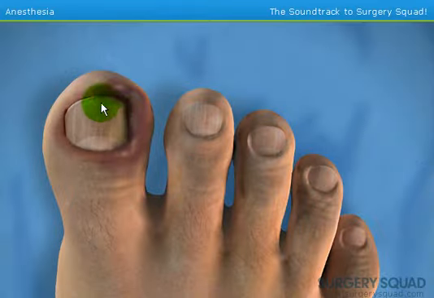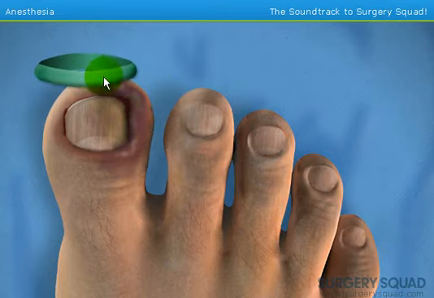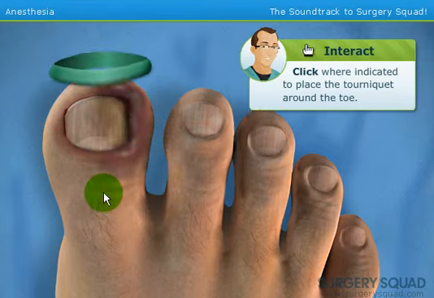Ну да. Now that our patient's toe is numb, place the special tourniquet around the toe. Так, теперь... This will help reduce the amount of blood coming from the wound. Once you've done that, we can move on to removing the ingrown portion of the toe.